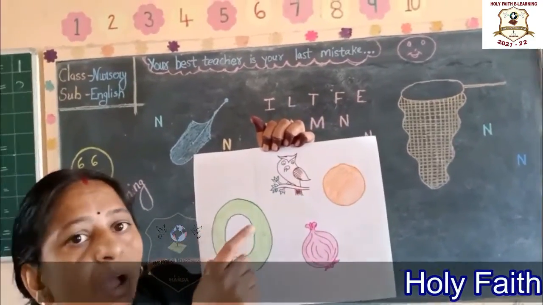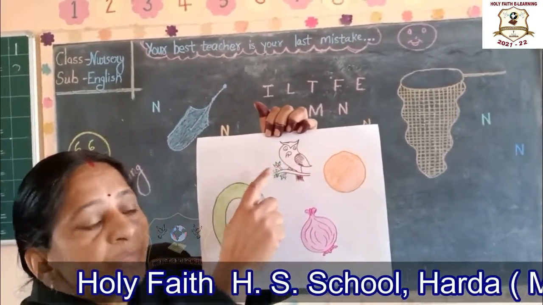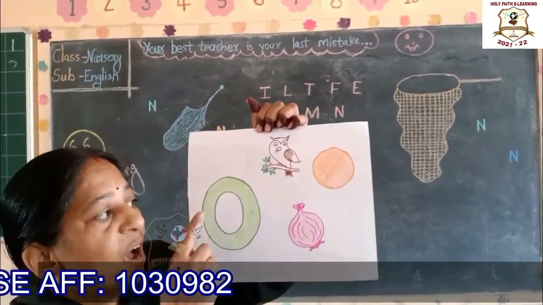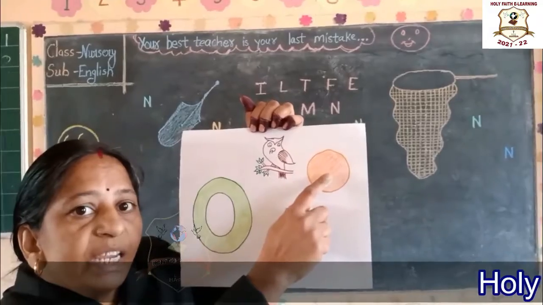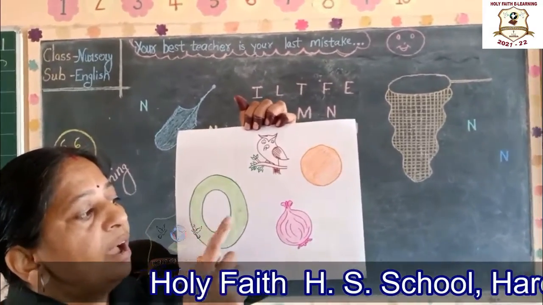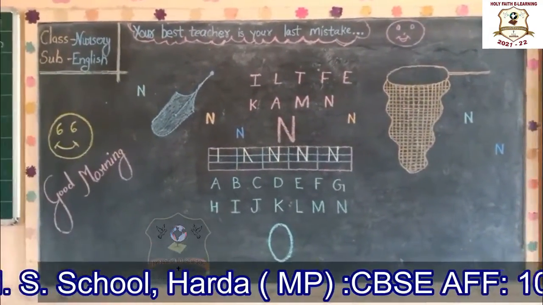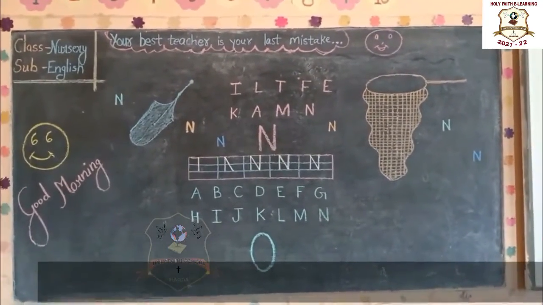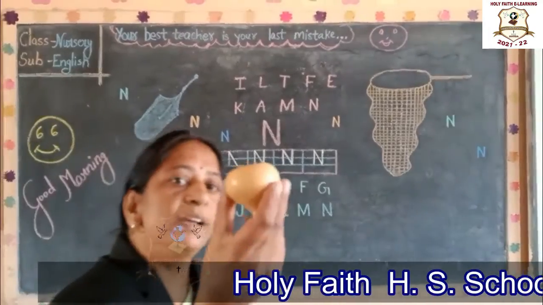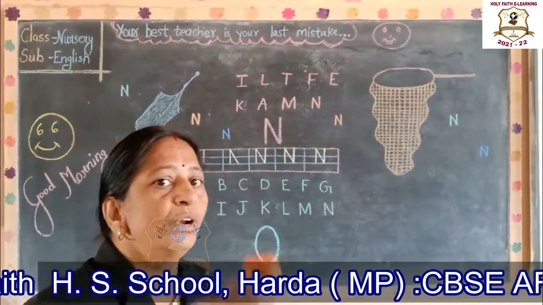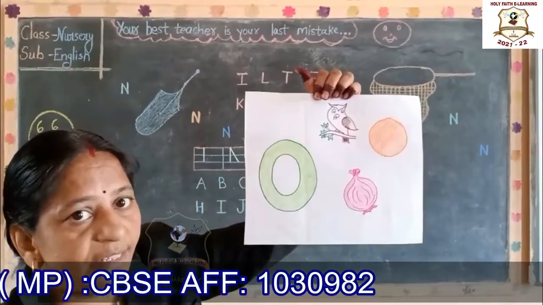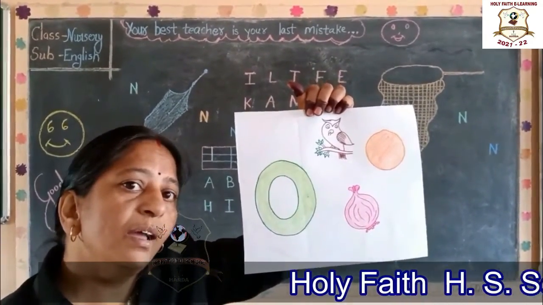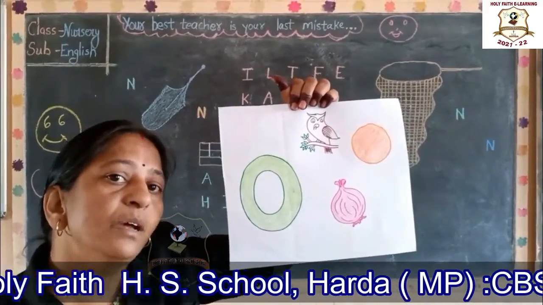O. Owl. O. Orange. O. Orange. O. Onion. See, look here. Orange and onion. O for onion. O for orange. Which letter is this? And sound of O is A. Sound of O is A.